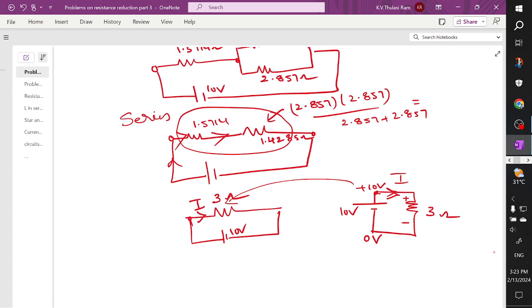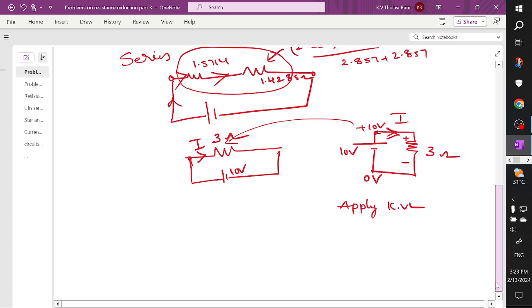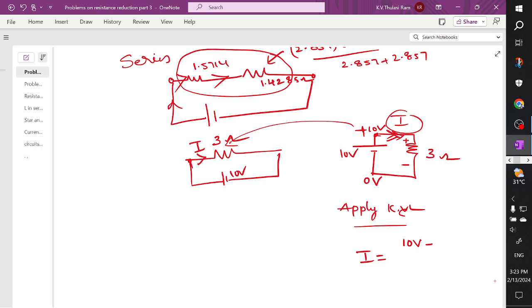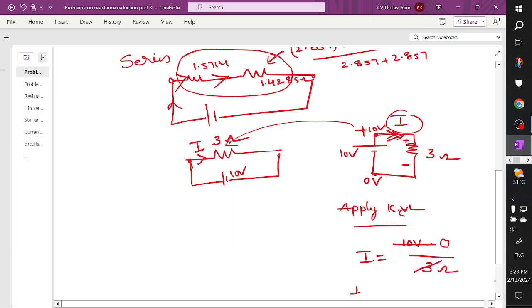So how to apply KVL, Kirchhoff's current law, or nodal analysis? So I can write this current I is equal to, so the current is leaving. What is the leaving polarity of the voltage? High potential minus, okay, what is the low potential? 0, divided by R, equals V by R. What is the value of R? 3 ohms. So 10 by 3 is nothing but you are going to get the current as 3.33 amperes. So this is the resultant solution we need.